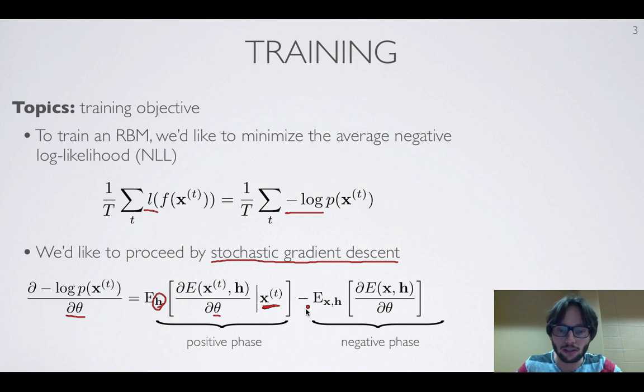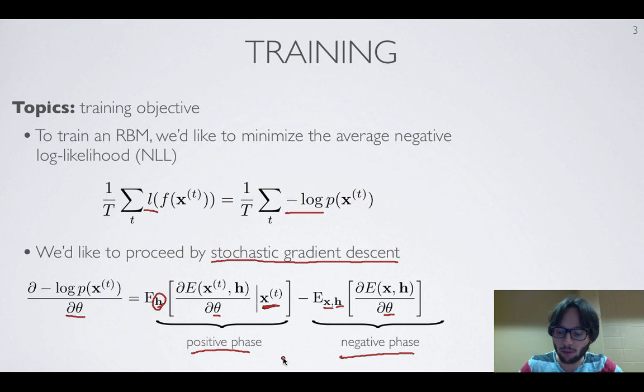And then we subtract from that the expectation over h and now also x of, again, the partial derivative of the energy function with respect to our parameter. But notice now we do an expectation over x as well, and this is an expectation according to our model, so under our model's distribution. So we often refer to computing this part of the gradient as the positive phase and this the negative phase for obvious reasons.